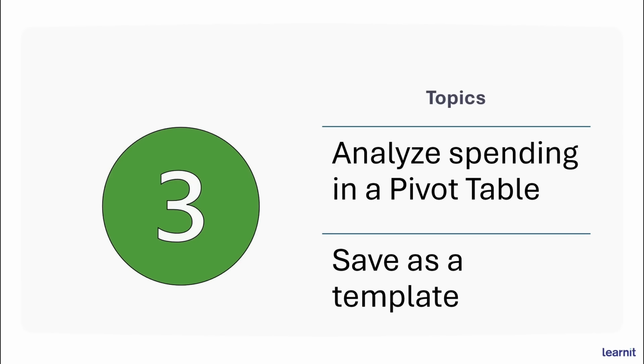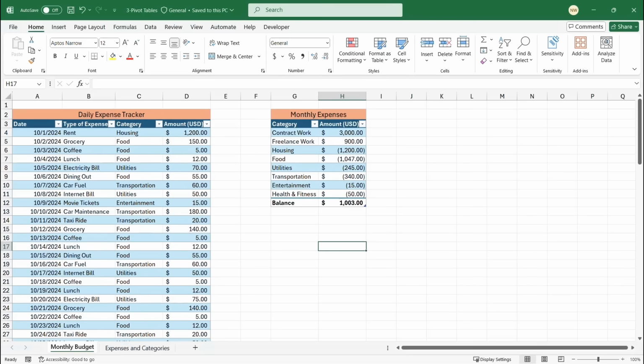Welcome to part 3. In part 3, we'll take it a step further. We'll go ahead and analyze our spending in a pivot table. And then we want to go ahead and save it as a template so that we can use later on. So go ahead and open up file number 3, which is pivot tables. And I already have some data in here for us.